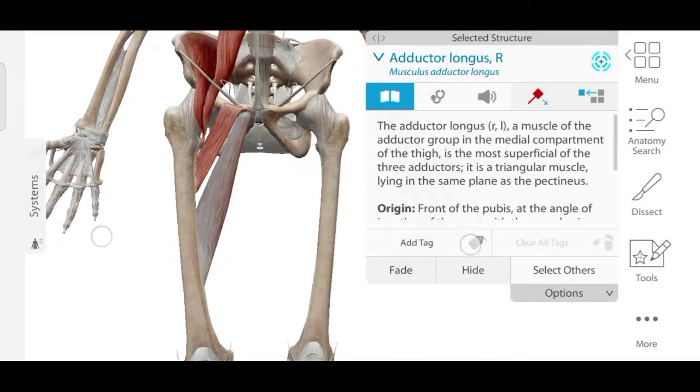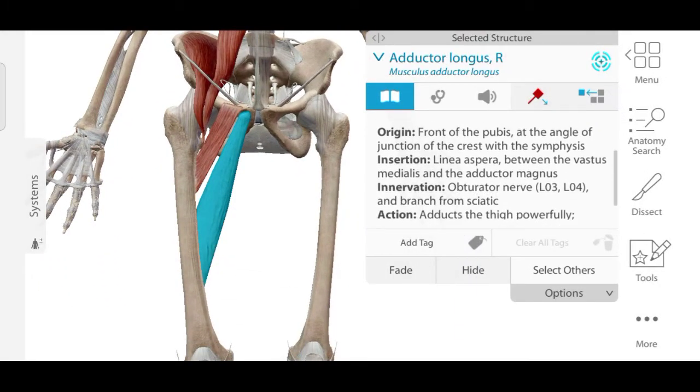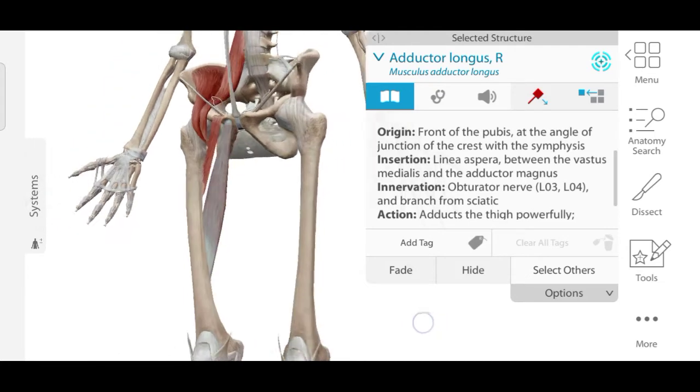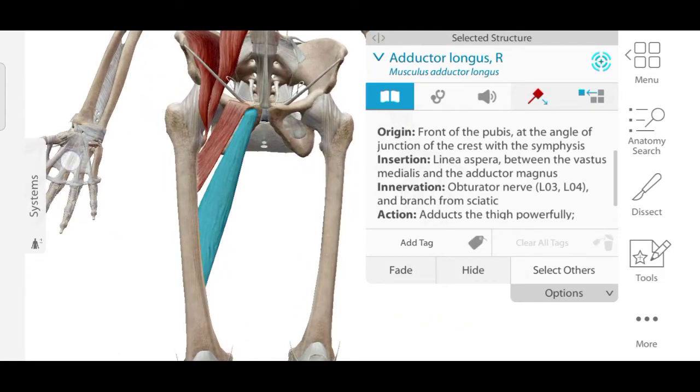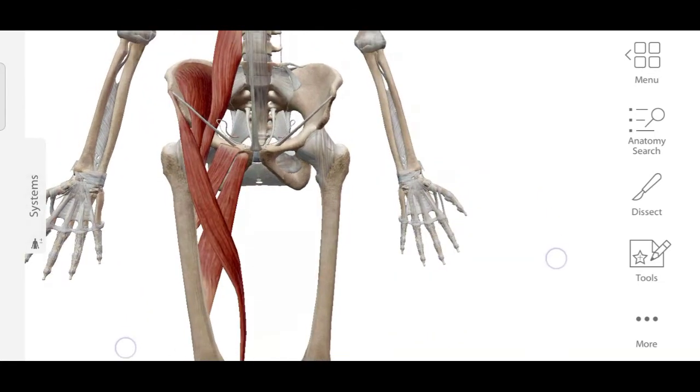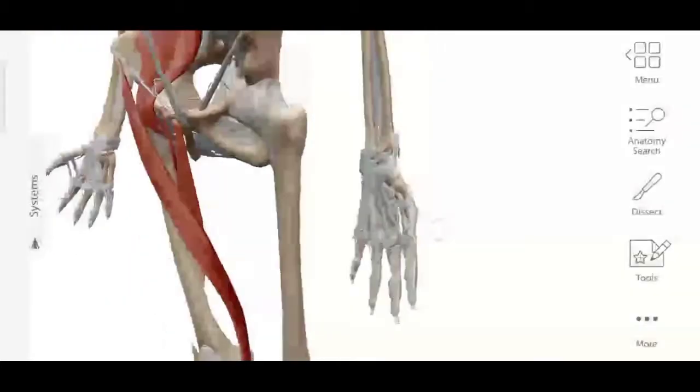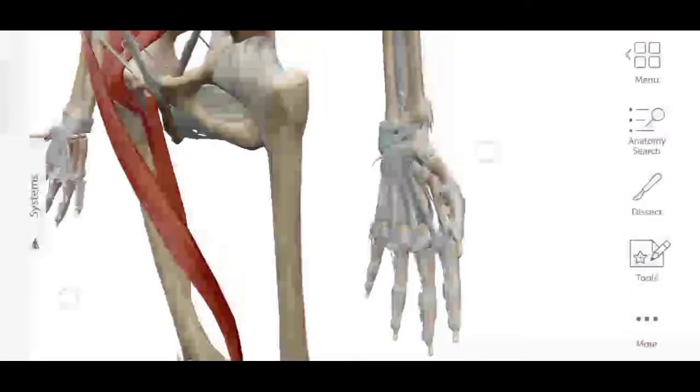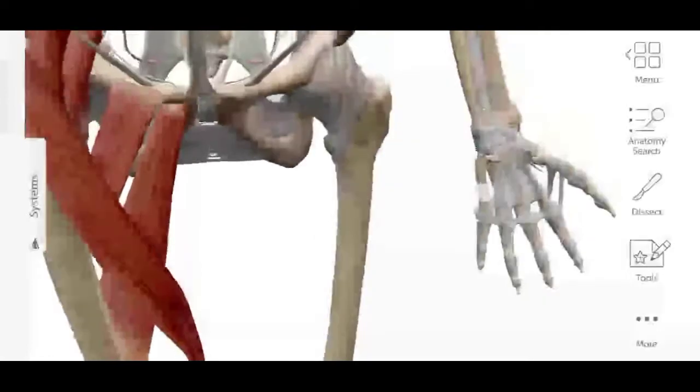Now this is the next muscle, which is called the adductor longus. It originates from the front of the pubis and inserts into the linea aspera between the vastus medialis and the adductor magnus. We have three adductors: adductor longus, brevis, and magnus. And this is a complete triangle, and you can see the depression over there.